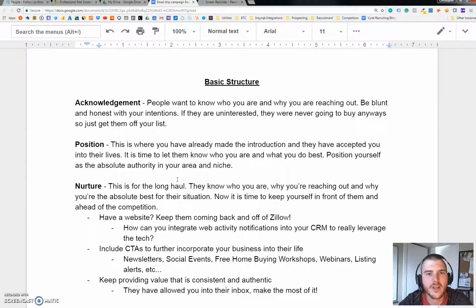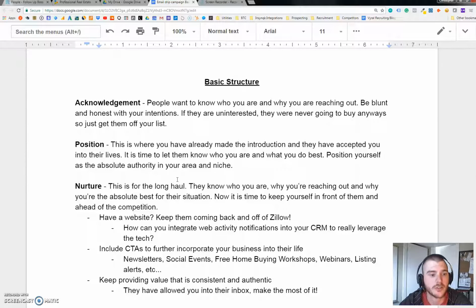And the way you're going to do that is by showing that you're the absolute authority in your area for your specific niche. I recommend maybe 2 to 4 positioning emails before you head into the nurture. And again, the goal is just to show them that you know what you're doing and you have an established business and you know how to help them. And sometimes you get a few conversations from these positioning emails. Sometimes you won't, but that's okay too.